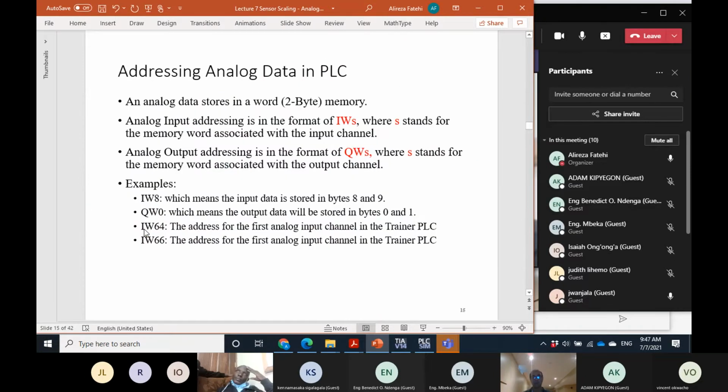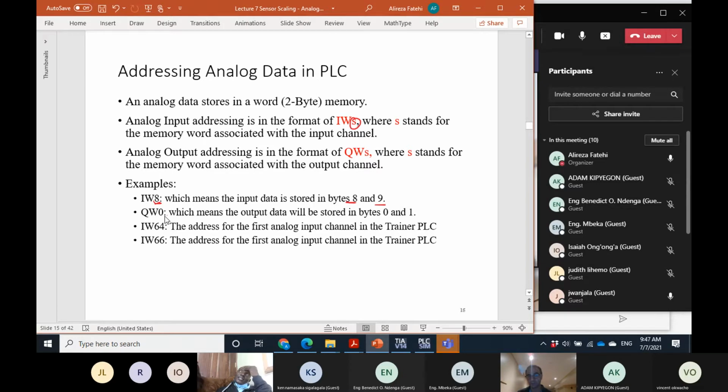Okay, so for the analog input and analog output, how to represent them? The format is IW and then the byte number, or the memory number associated with that input. For example, IW8 means the input data is stored in bytes number 8 and 9.